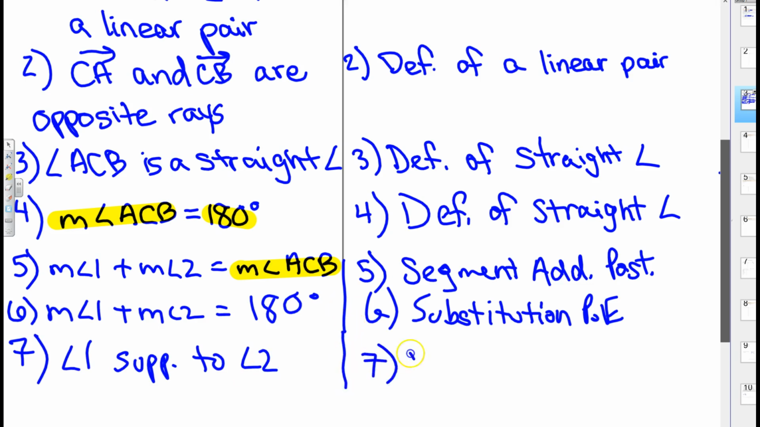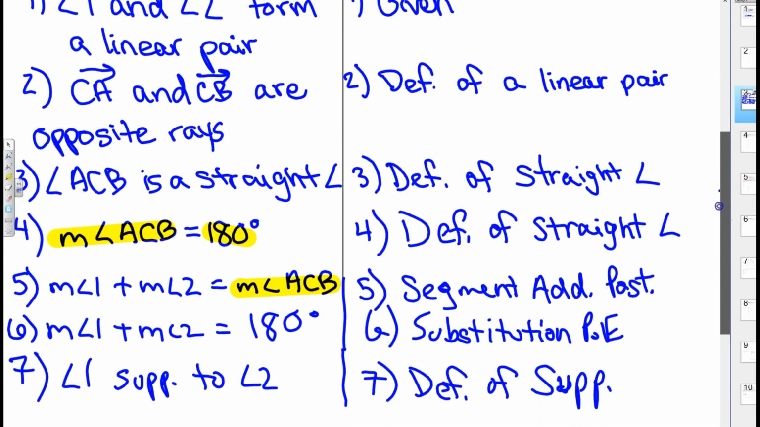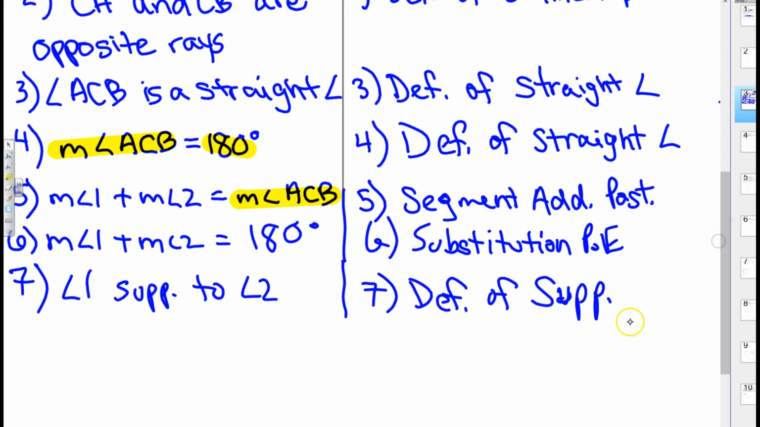The reason I'm able to say that is by the definition of supplementary. And we're done. That should be a U, by the way, guys. And so we finished our proof. We have now proven that if you have a linear pair, the angles are supplementary.